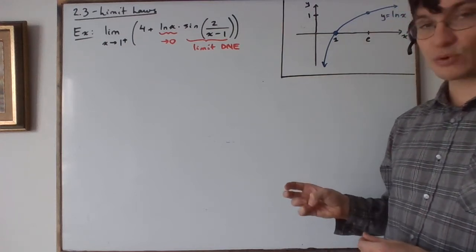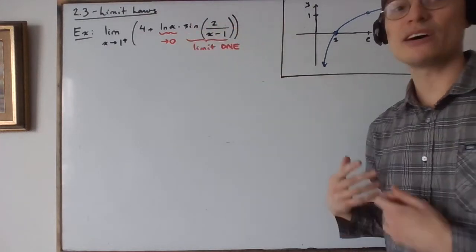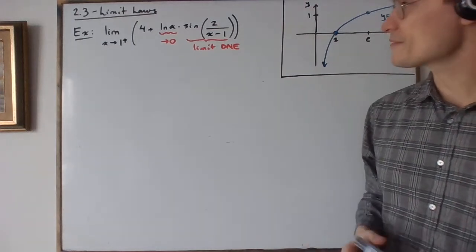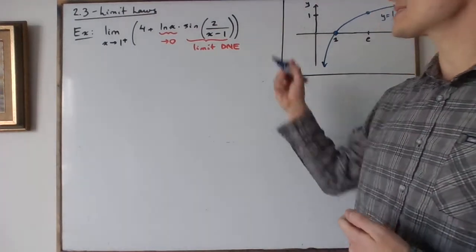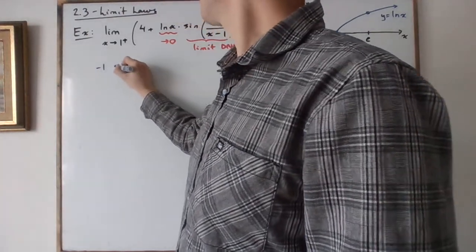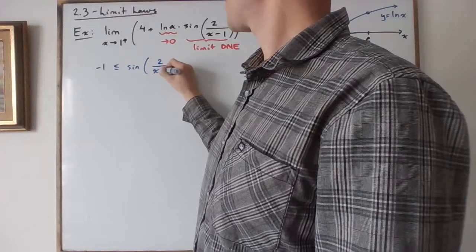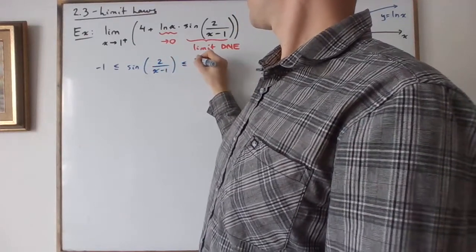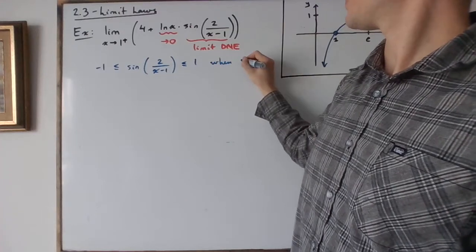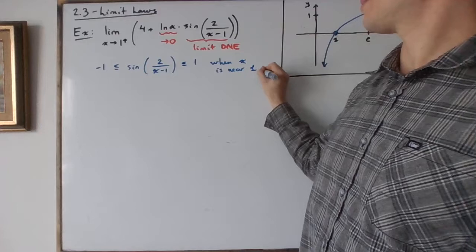That's your giveaway for the squeeze theorem, if you have an asymptote inside of a trig function. So how do we handle that? Well, the first thing to say is that when x is near 1, we know that the sine is between negative 1 and 1 when x is near 1. Okay?